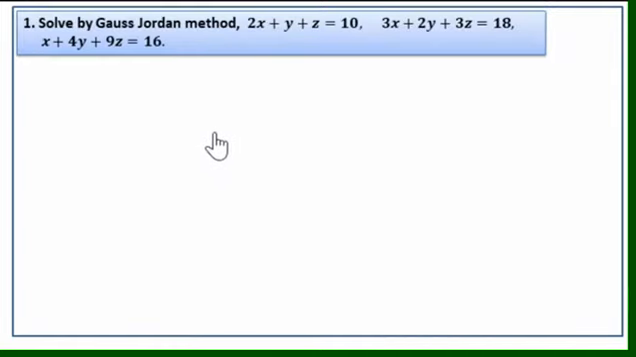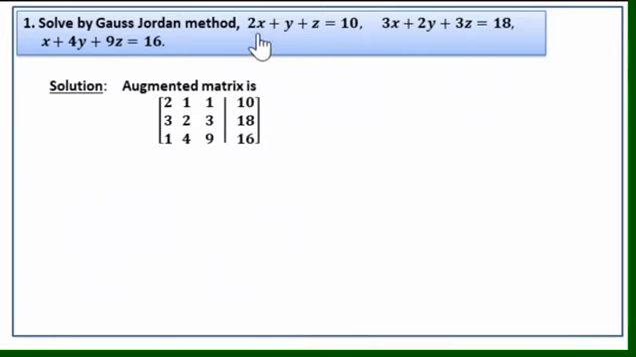Now let us solve a problem by using the Gauss-Jordan method. Given the system of equations 2x plus y plus z equal to 10, 3x plus 2y plus 3z equal to 18, x plus 4y plus 9z equal to 16. First we write the augmented matrix. So we have 2, 1, 1, 10; 3, 2, 3, 18; 1, 4, 9, 16. These are the 3 rows of the augmented matrix.